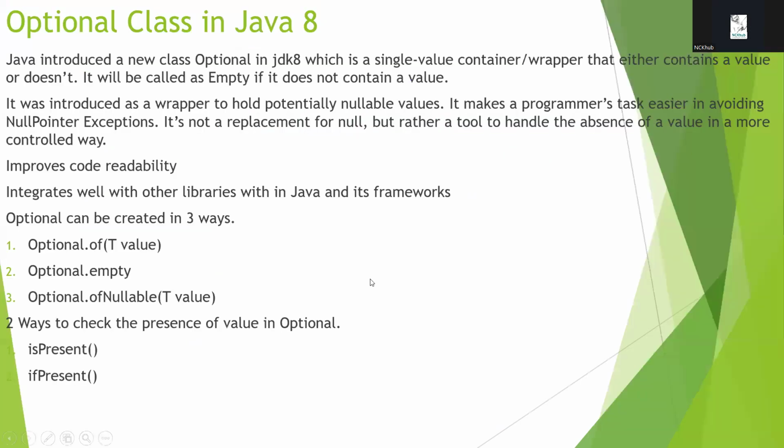And next, what are the possible ways that we can use to check the presence of a value in the Optional object?